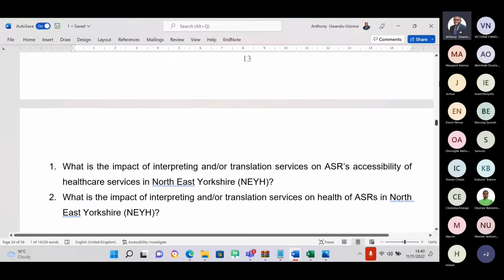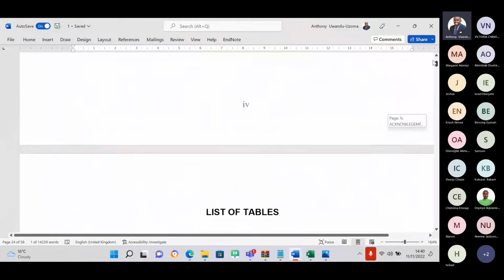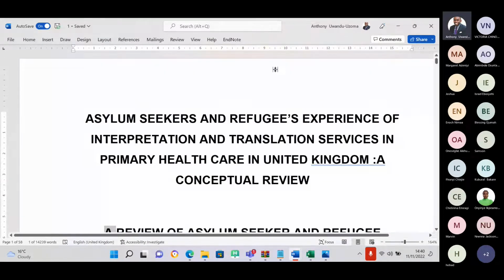Now you will see where the difference is. The difference between primary and secondary lies in the methodology. This topic, you can view it in two ways: asylum seekers and refugees' experience of interpretation services in primary health care. If you want to choose a topic for secondary research, you don't do guessing. You don't go and sleep and then wake up and coin a topic. That's the wrong way to do it for secondary research.